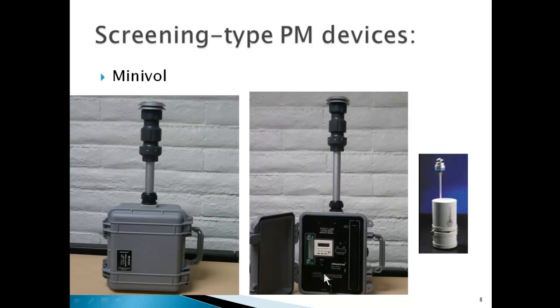But this is basically the inside here, and you can see you've got a flow meter right here, one of those bubble type flow meters. And again, it's really critical that the flow rate be the flow rate that you want it to be, and that you monitor that as frequently as possible with any particulate matter monitoring.